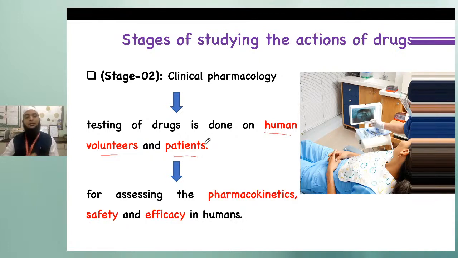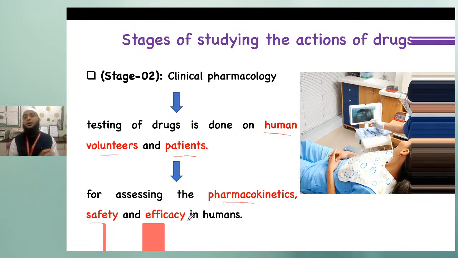So why are you doing this? Why are you giving the drug for testing on human volunteers and patients? Because you want to assess its pharmacokinetics, its safety and efficacy in humans. So all pharmacological parameters: pharmacokinetics, that is the ADME profile, safety, whether the drug is safe or not, whether the drug is efficacious or not, whether it has effect or not. That is all you evaluate in the human being as well. So in addition to the animal model, you also evaluate that on the human being.